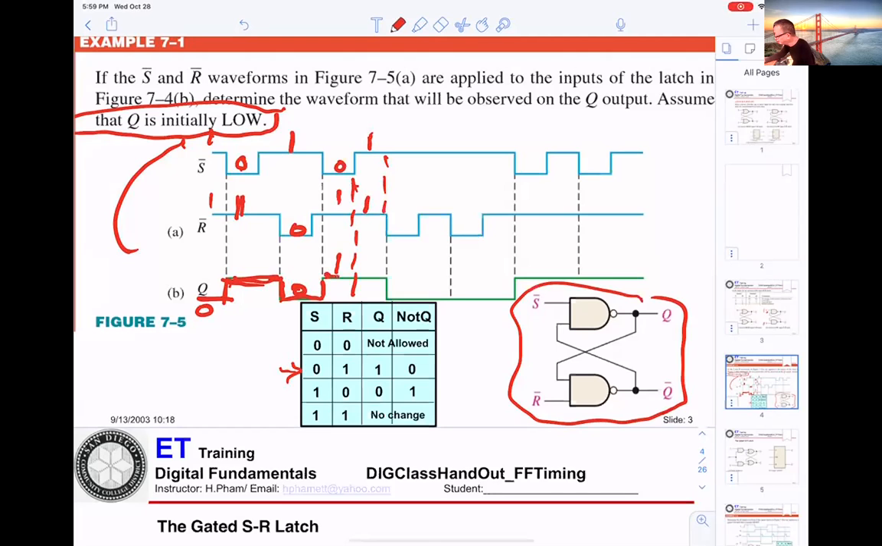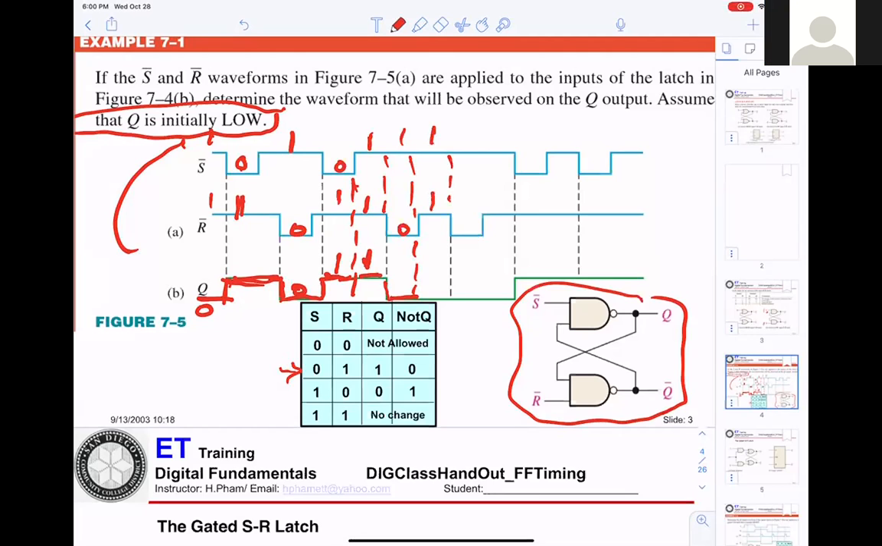That means it was 1, and now it is still 1. That means no change. And the next one, 1 here, 0 here, Q is 0, and it will stay 0 up to here. However, that one will be 1, 1. No change, they keep 0. Go to the next one, 0, 1, Q is 0, they keep 0. And 1 and 1, no change, 0.